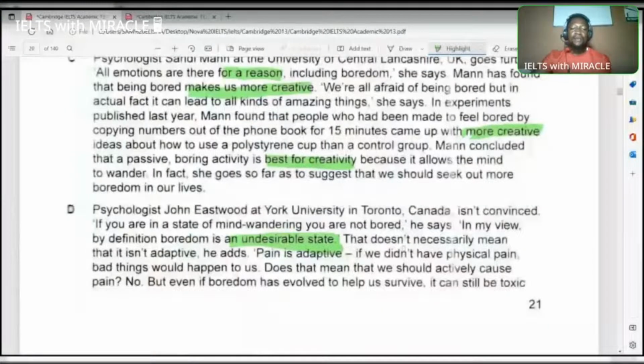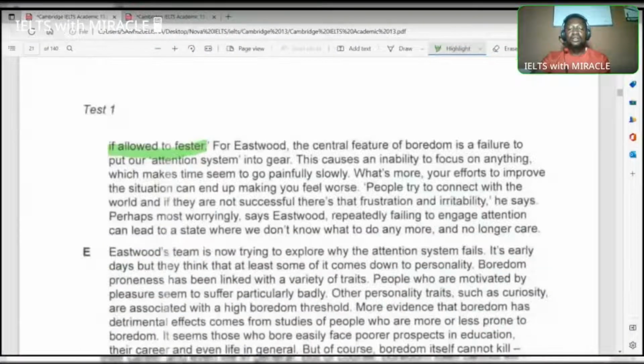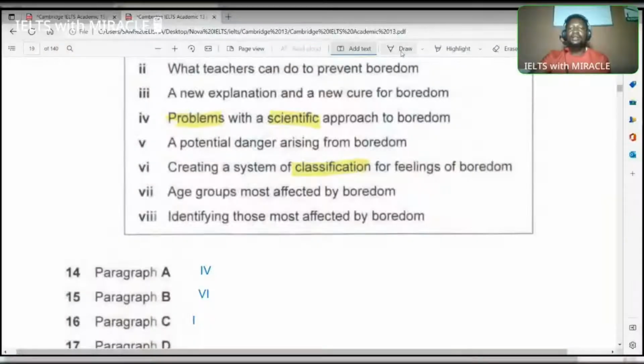So it talks of something different from here. If we didn't have physical pain, so you can see it can still be toxic, if allowed to fester. So look at it. It talks about feeling worse. I'm scanning and you can find it. So let's look at something that has to do with potential danger. You see danger arising from boredom. Look at it.